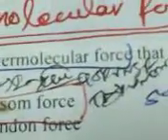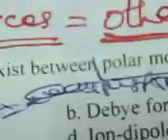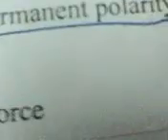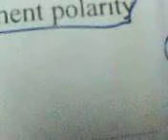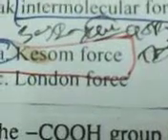Question number one. Weak intermolecular force that exists between polar molecules of permanent polarity. The answer is number one, Keesom force. It is the intermolecular force that exists between polar molecules of permanent polarity.